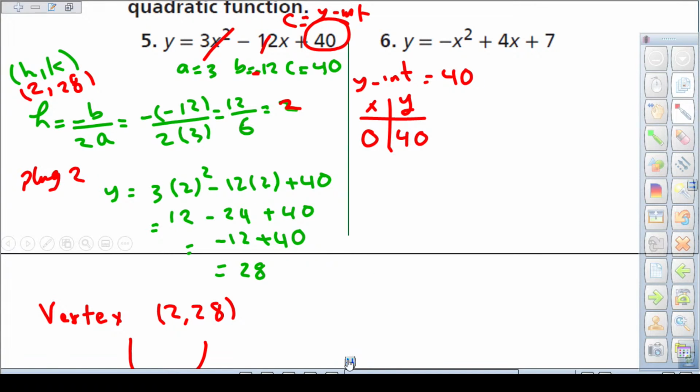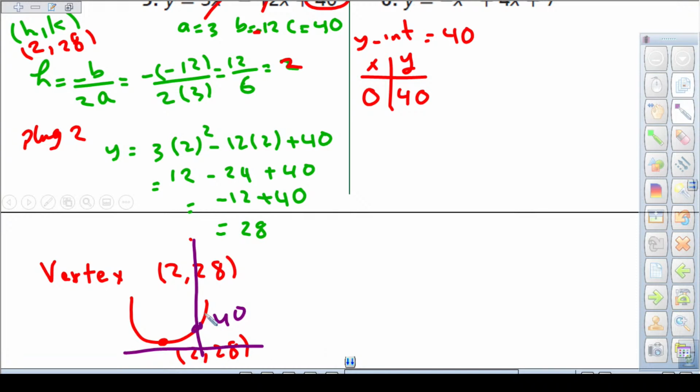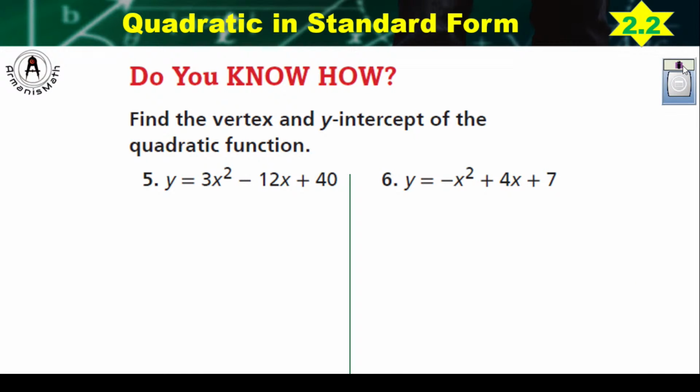So if you're graphically looking at this, see this parabola? You're touching the y-axis at 40. So I'm here somewhere where the 40 is. Like maybe somewhere here. And this thing is 40. Somewhere like that. And this is the x and y axis. Okay? Alright, champions. Let's do number 6.